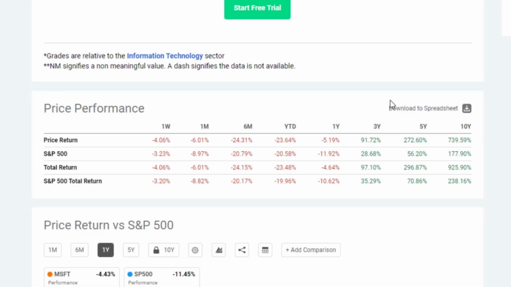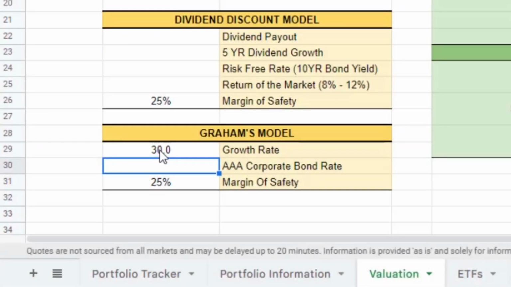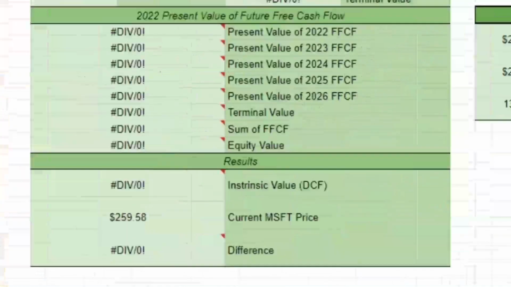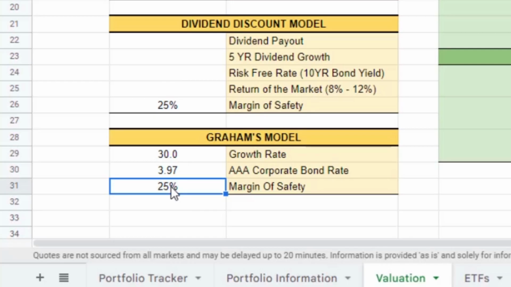So we have 30% per year, 50% per year, and 70% per year looking at the 10-year figure. So I would say a very modest growth rate of 30% compared to what it has been the past 3 years. We'll go ahead and settle with 30%. And then the AAA corporate bond rate today is currently 3.97. That gives us an intrinsic value of $294 with Graham's model, with the current Microsoft price being $259. That gives us a difference of 13.5% with a 25% margin of safety. So that looks pretty good.